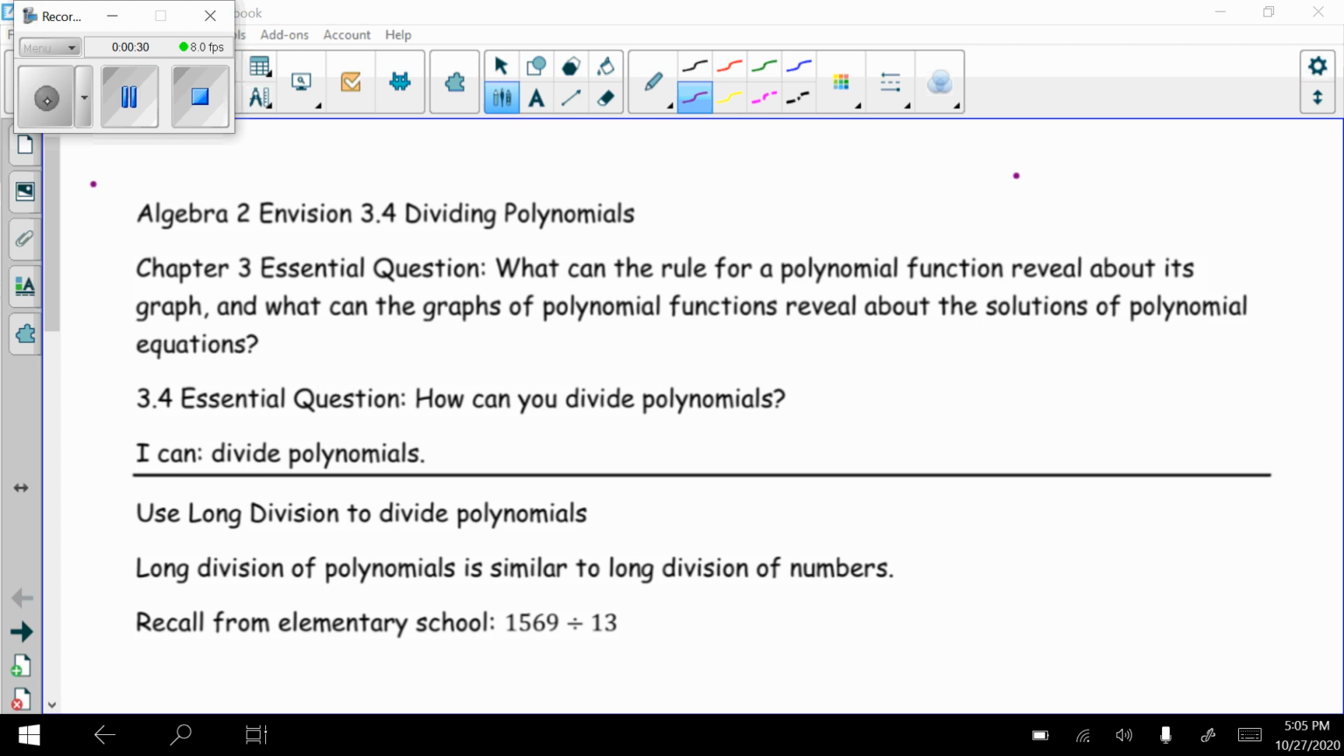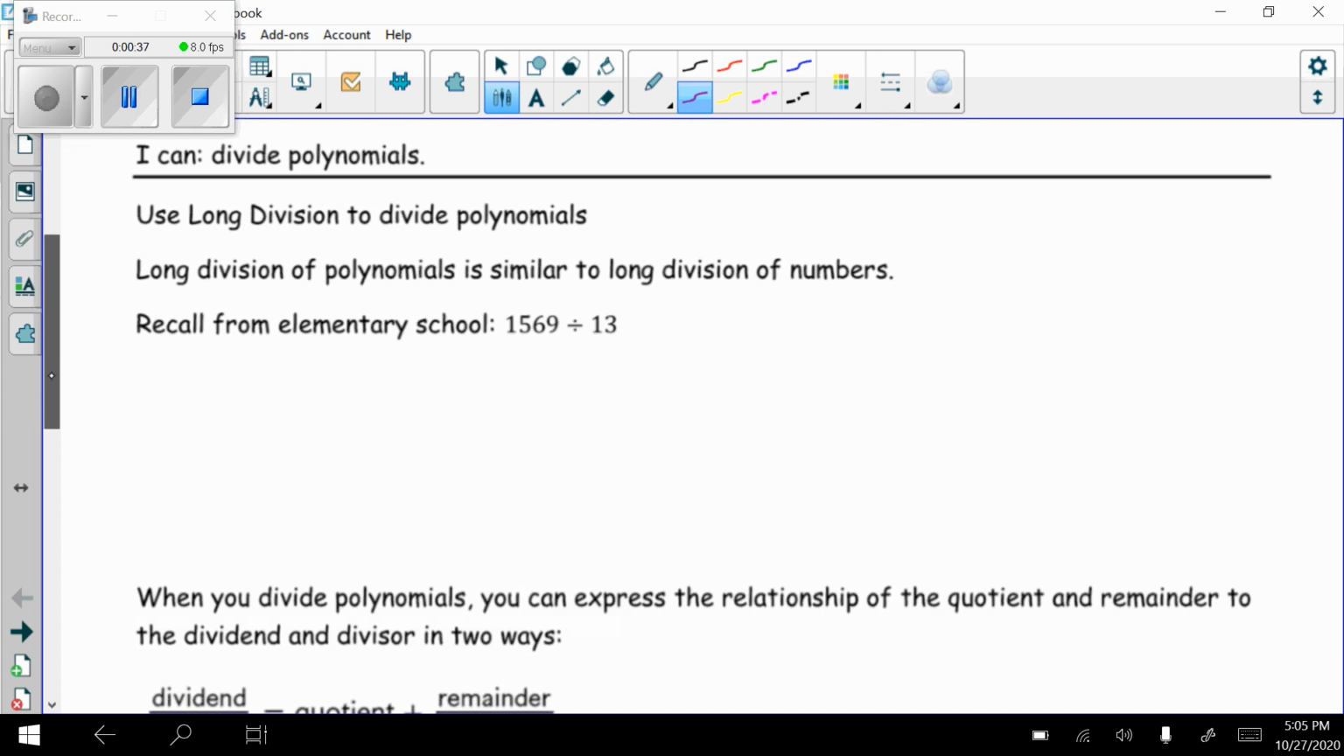You will do long division of polynomials, similar to long division of numbers. So let's recall in elementary school when we first learned how to use long division. So let's look at 1,569 divided by 13. So my divisor, 13, and then 1,569. So then I ask myself, how many times will 13 go into 15? That's once. So then I multiply. 1 times 13 gets me 13.